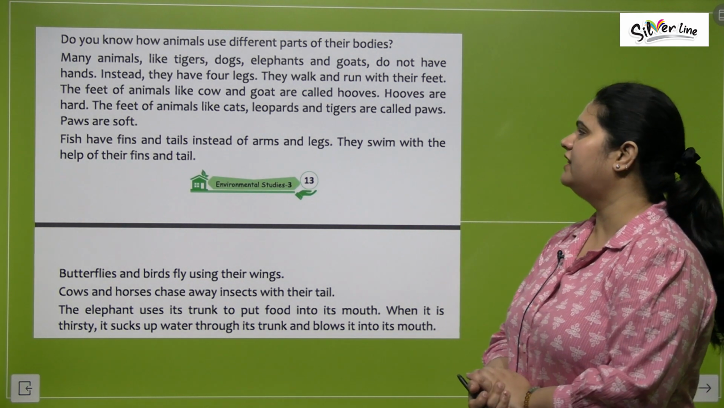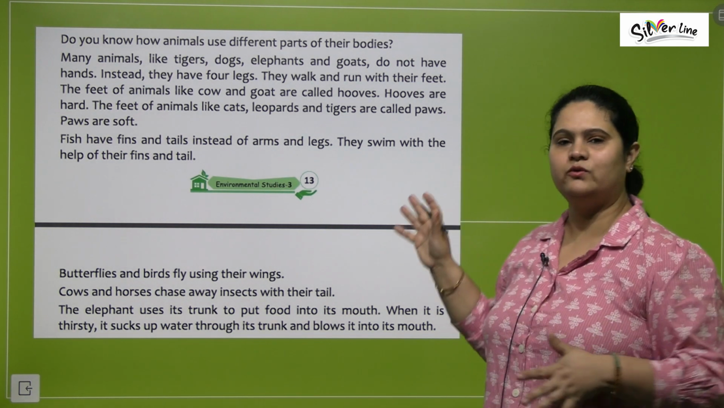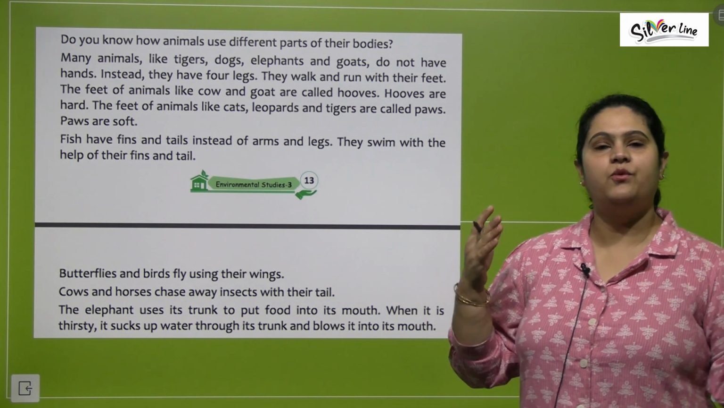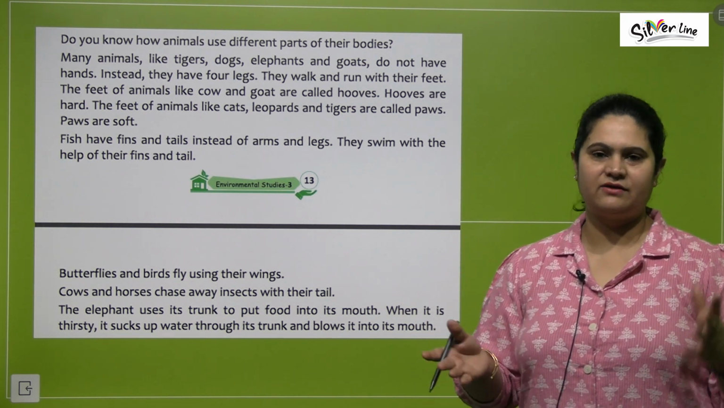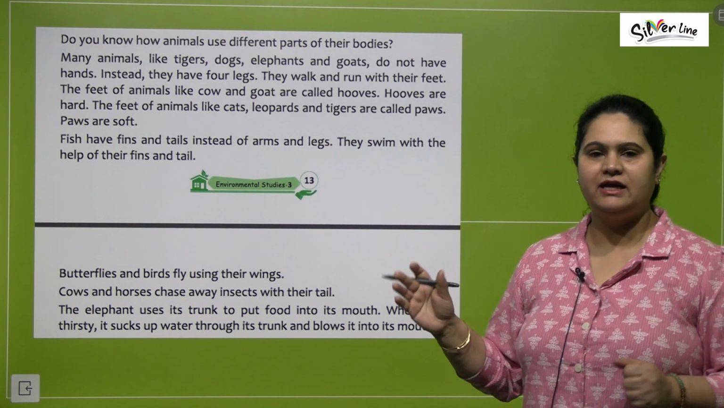They walk and run with their feet. The feet of animals like cow and goat are called hooves, right? So जो animals हैं, they walk on their 4 legs, right? और इनके जो ये walk and run जो ये करते हैं वो feet की मदद से करते हैं.